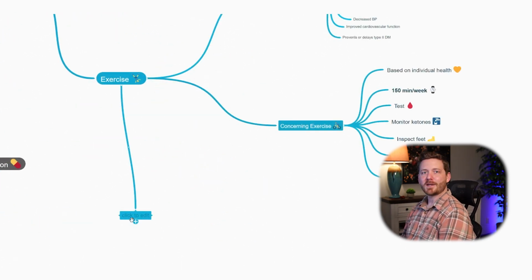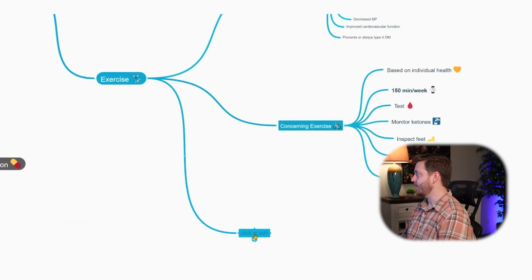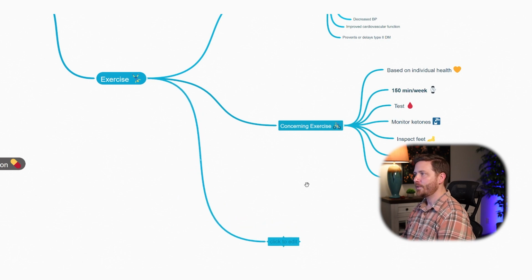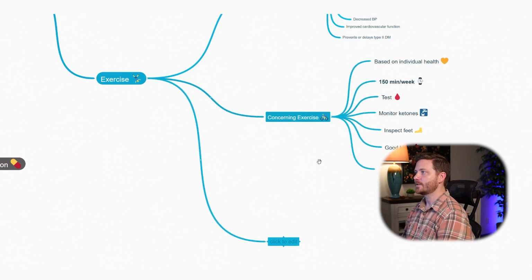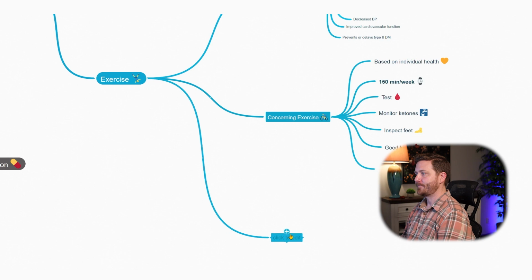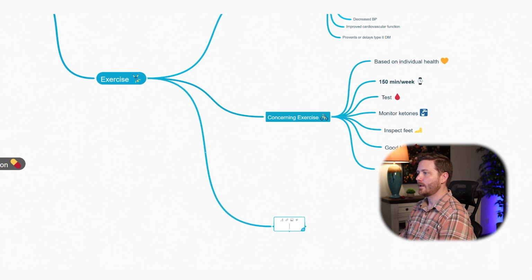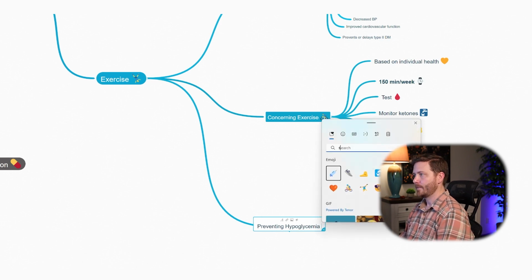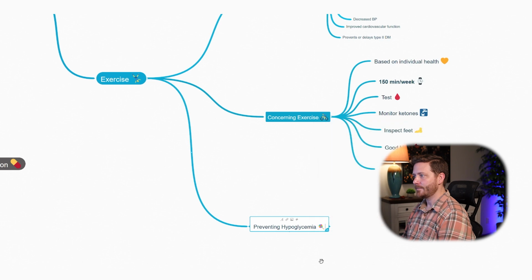Now, lastly, let's make a branch that goes over how to prevent our hypoglycemia. And we'll put that underneath the concerning exercise here. How about we just put preventing hypoglycemia? We got something sweet here we can put. Candy. Yeah, let's do that. I like the look of that.